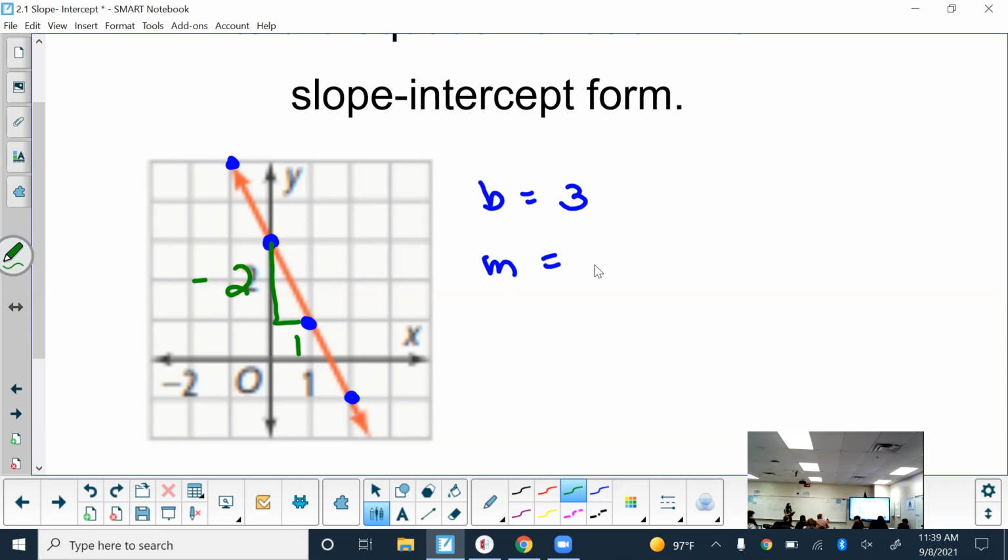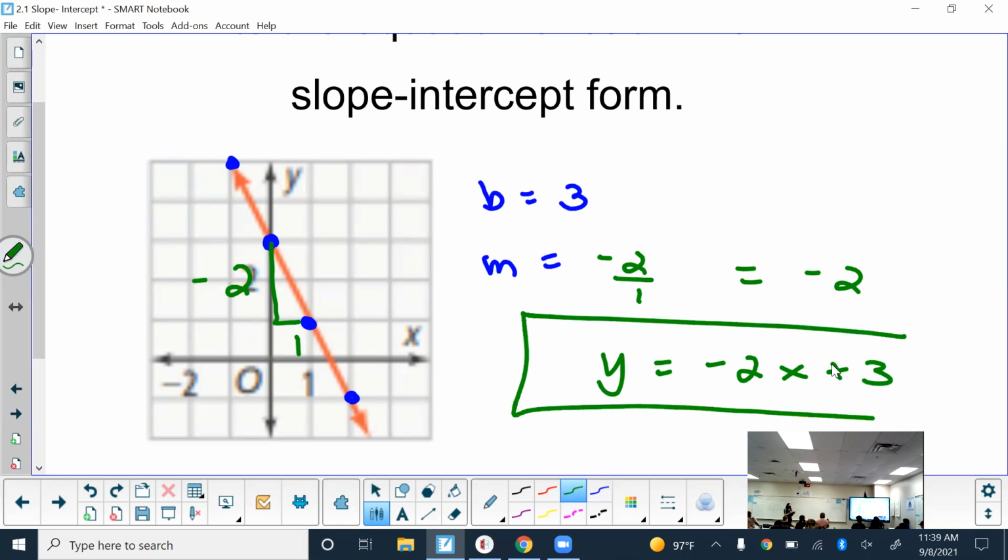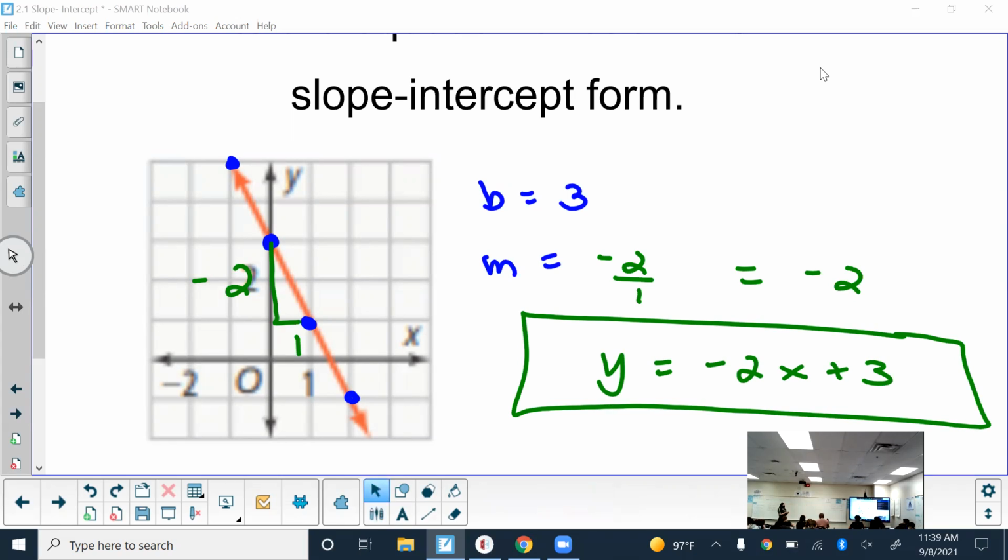1, and then put it together, rise over run, you get -2. -2 divided by 1 is -2. Any questions? No. All right. So we have only like 6 minutes before we do the exit ticket.